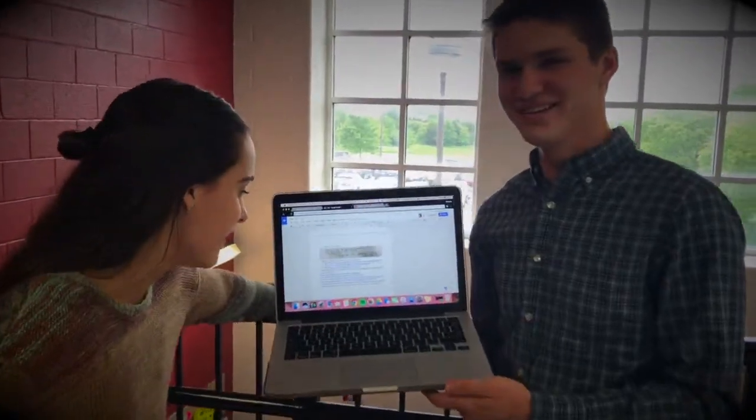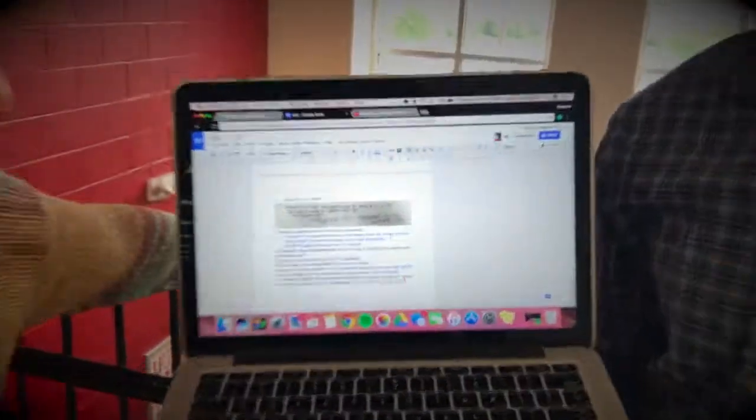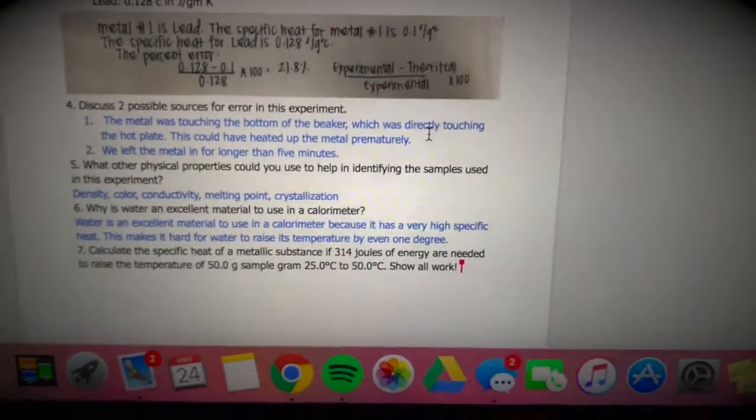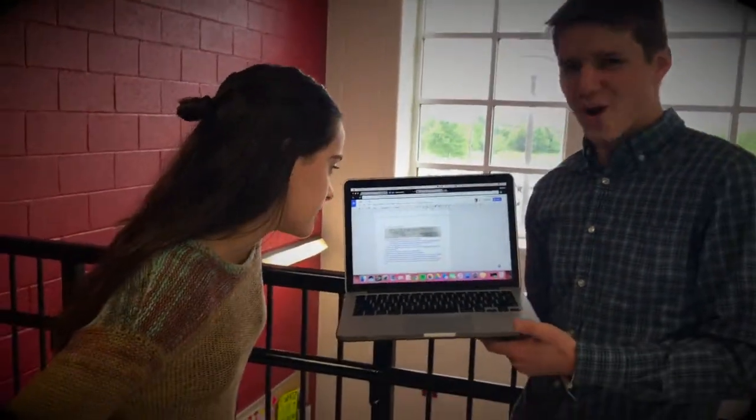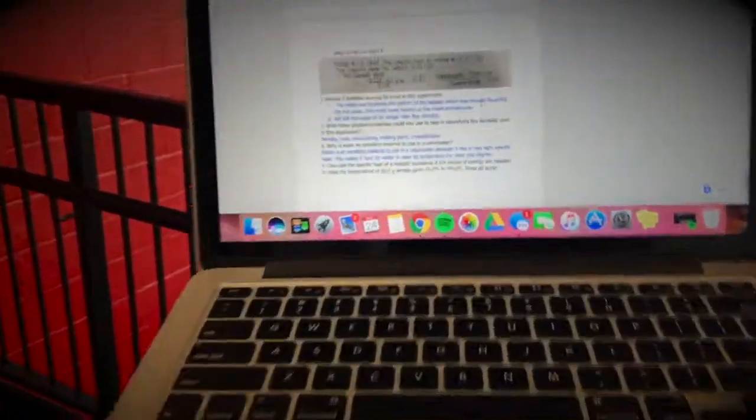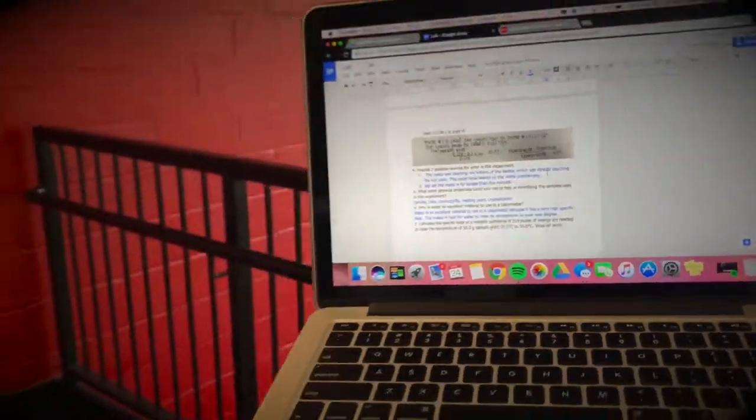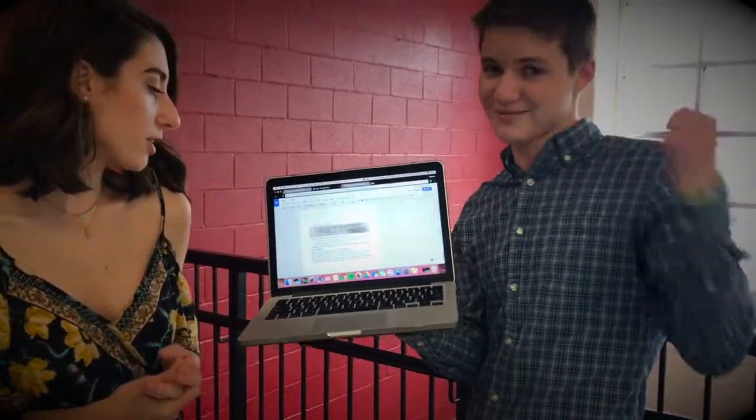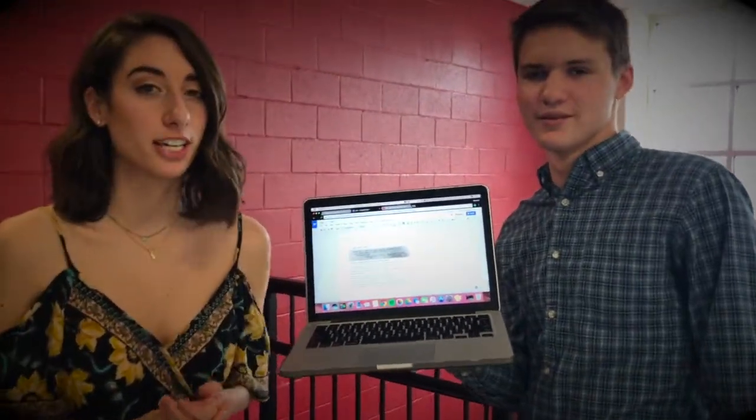Number 5. What other physical properties could you use to help identify the samples used in this experiment? Density, color, conductivity, melting point, and crystallization. 6. Why is water an excellent material to use in a calorimeter? Water is an excellent material to use in a calorimeter because it has a very high specific heat. This means that it's hard for water to raise its temperature by even 1 degree.